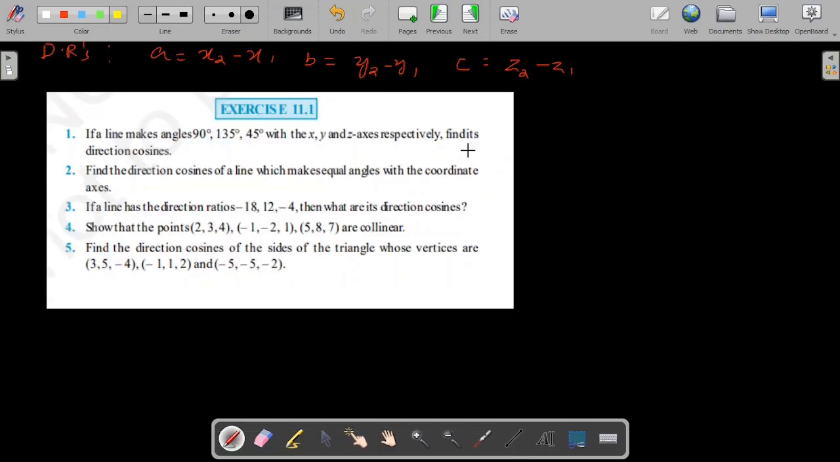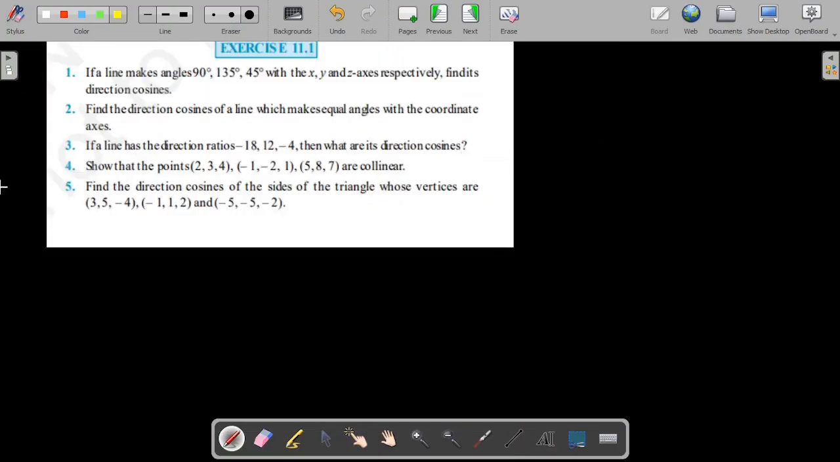Let's solve some problems now. If a line makes angles 90 degree, that is alpha is 90 degree, beta is 135 degree and gamma is 45 degree, then find its direction cosines.